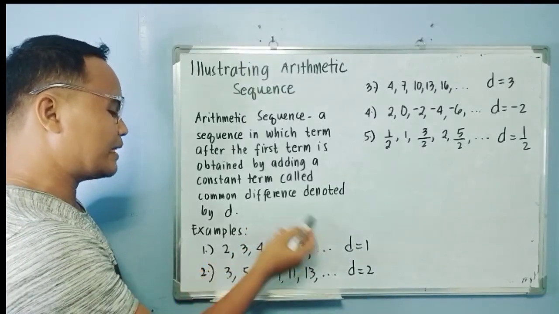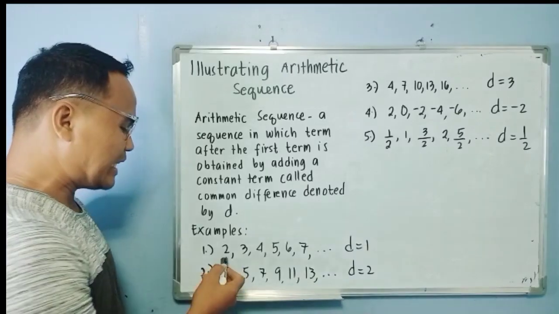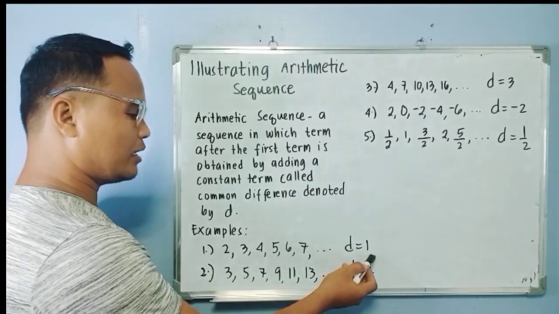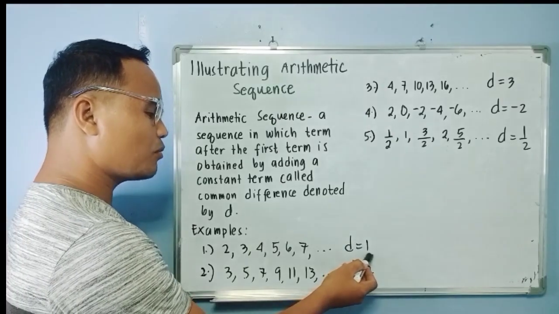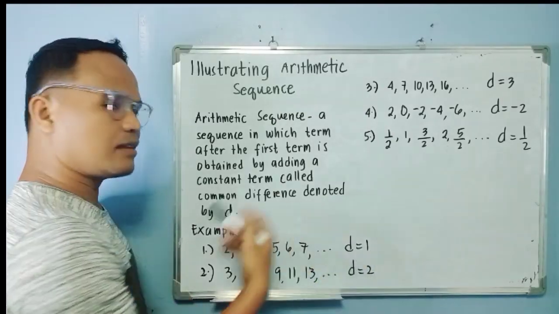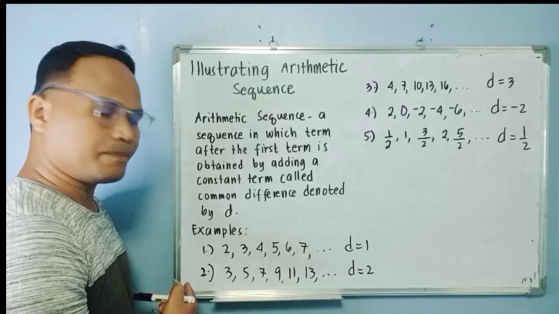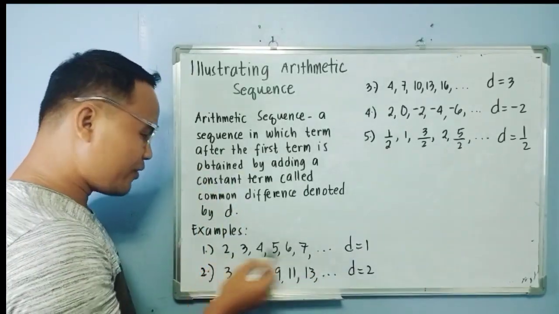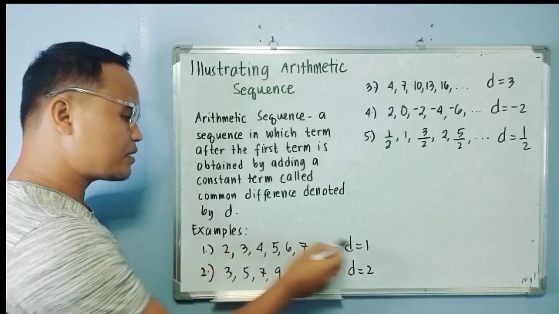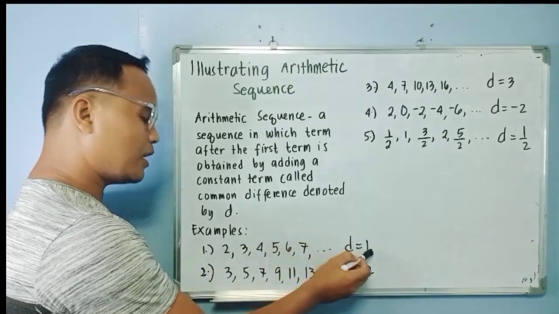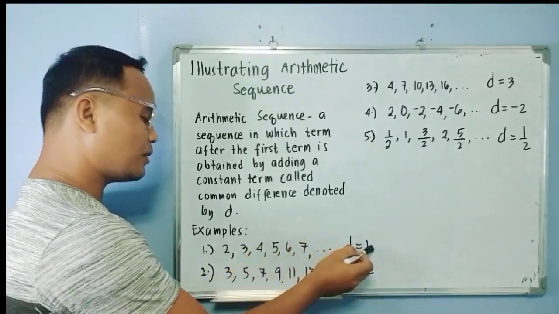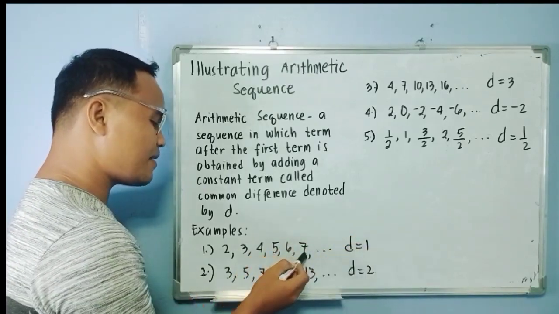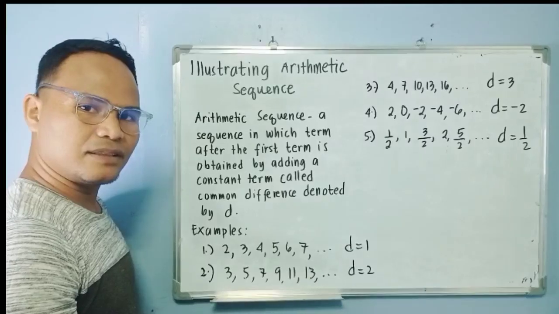Why is it an arithmetic sequence? It is an arithmetic sequence because it is added by 1, in which 1 is a constant number added to each term to get the next term. We have the first term 1, plus 1 is 2, plus 1 is 3, plus 1 is 4, plus 1 is 5, plus 1 is 6, 6 plus 1 is 7, and so on.